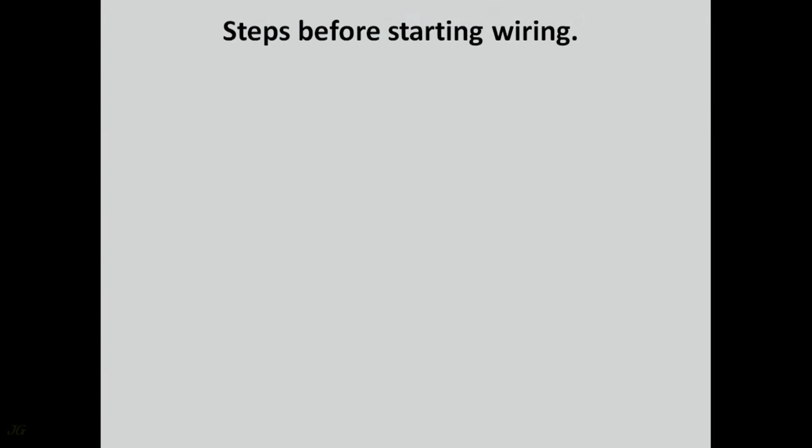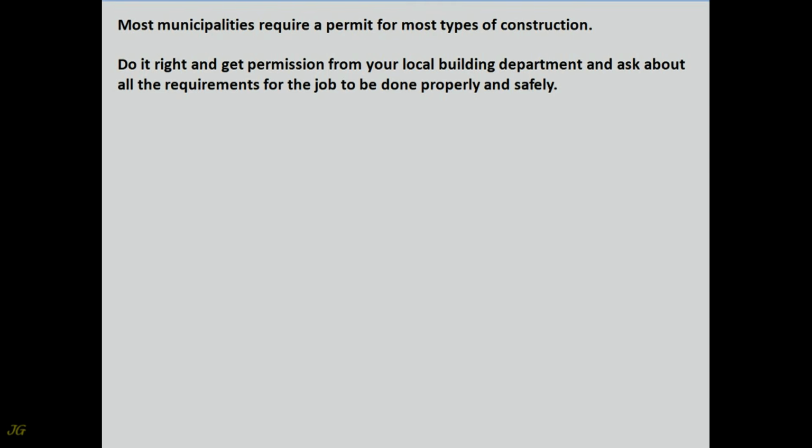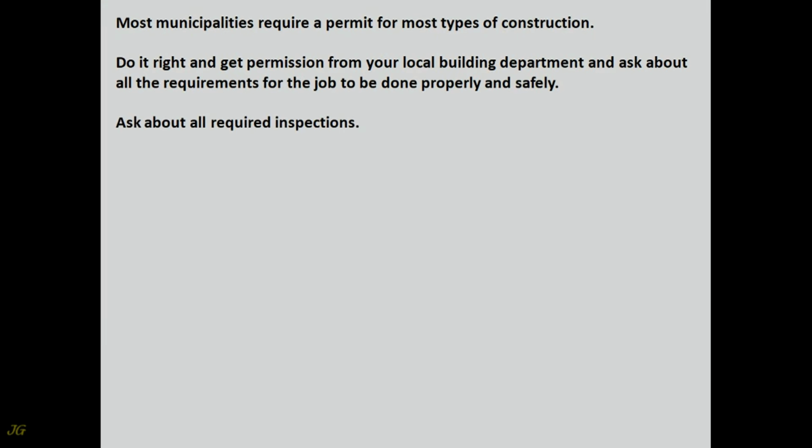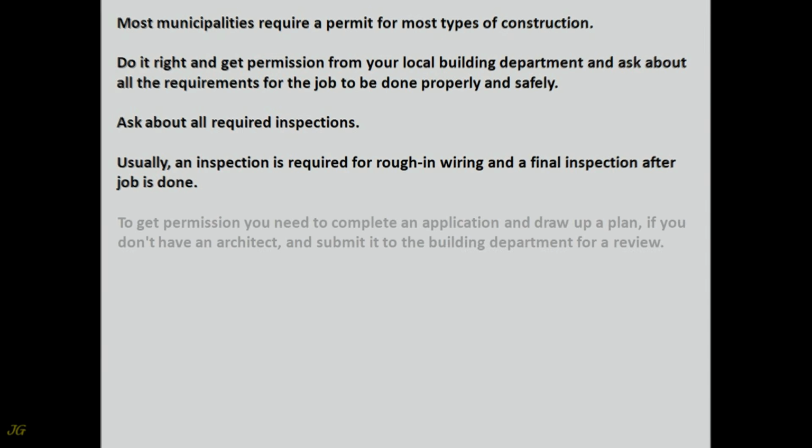Steps before starting wiring. Most municipalities require a permit for most types of construction. Do it right and get permission from your local building department and ask about all the requirements for the job to be done properly and safely. Ask about all required inspections. Usually, an inspection is required for rough-in wiring and a final inspection after the job is done.